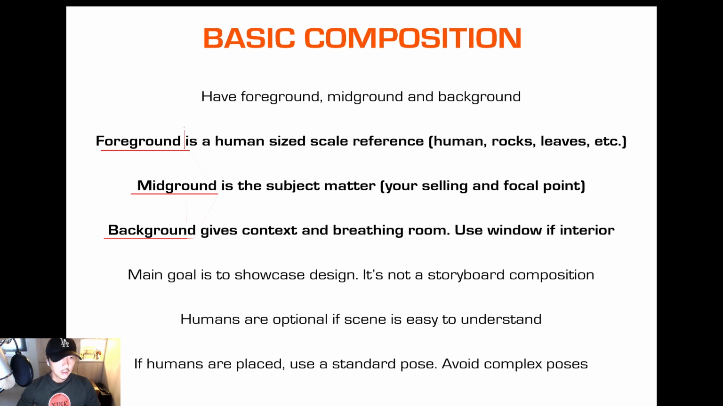Okay, so foreground, what is it for? It's up close, near the camera, and its purpose is to reference scale. Usually this is something that's human size. For example, a human being in the foreground works. A rock, a leaf, a door, a chair, whatever these elements are, they're very easily recognizable as a human-size object. By having that object, you get an instant scale reference of how far your subject matter actually is, which is our midground. The subject itself is the midground.